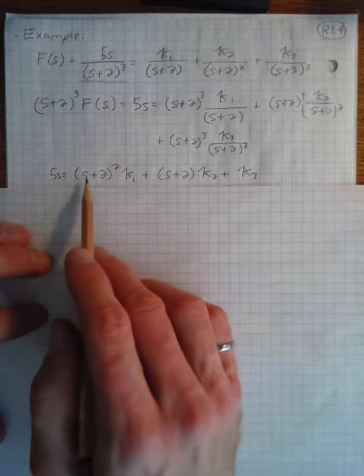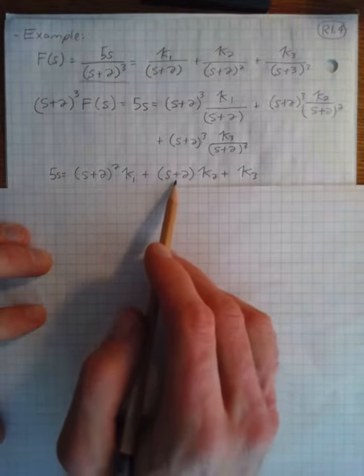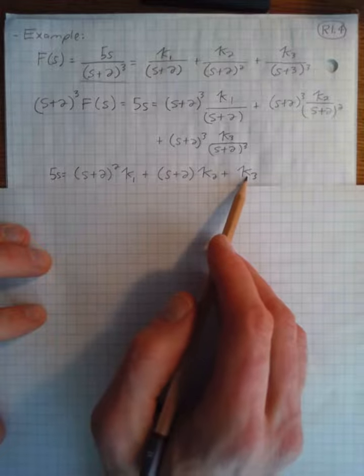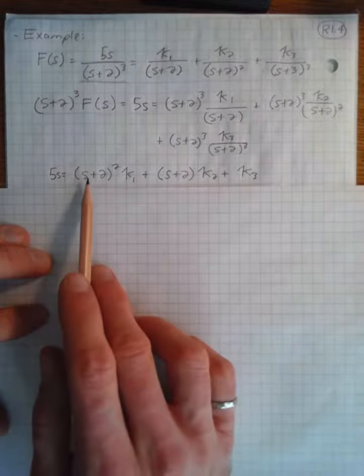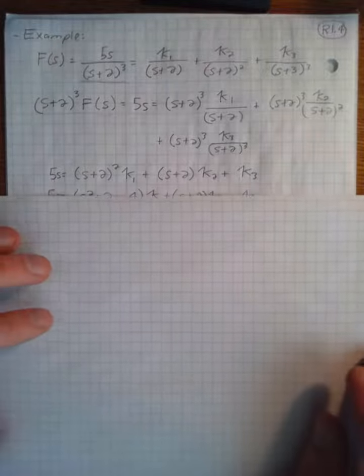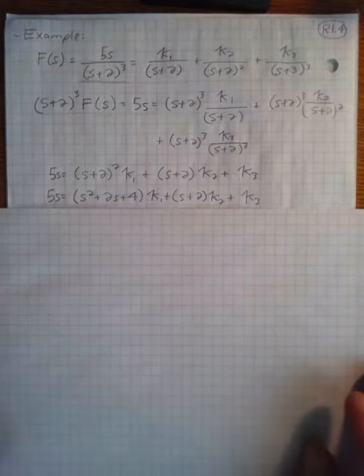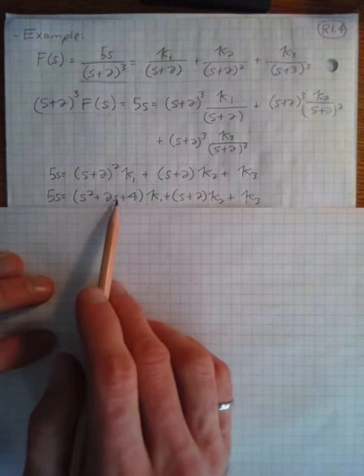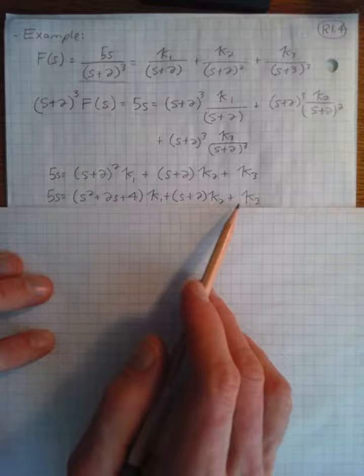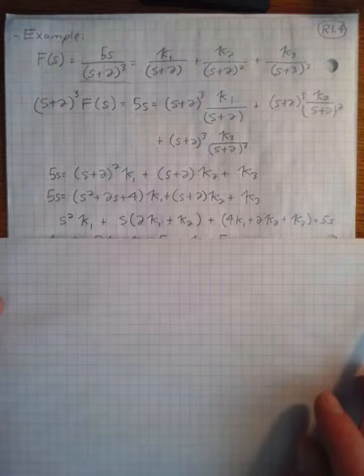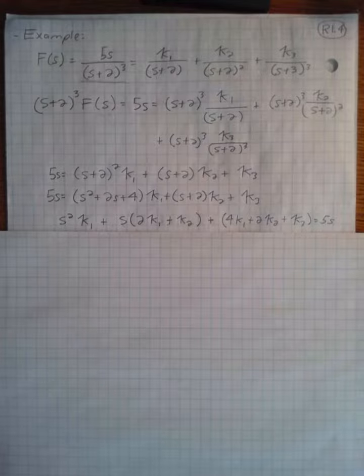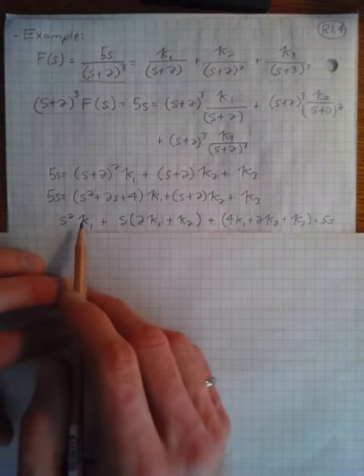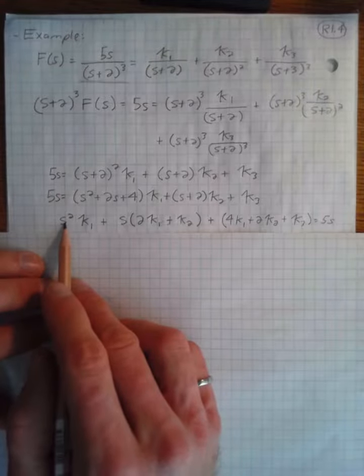So our equation is 5s equal to (s+2)^2 times k1, plus (s+2) times k2, and then just k3. And so what I'm going to do is expand out these brackets. So we have s^2 + 4s + 4, s+2, k2, and so on. The next thing I want to do is group all of the values of k that are multiplied by s squared, all the values of k that are multiplied by s, and all the values of k that are just sitting around and not multiplied by s at all. There's only one value of k that's multiplied by s squared, that's k1.